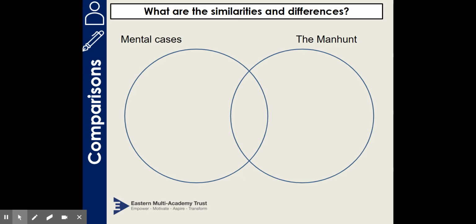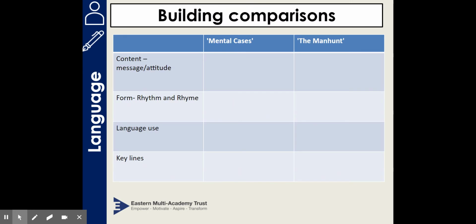Okay, so two poems that are very similar in terms of their content, written very differently, with lots of years between the two poems. So we're going to look at how we might organise and build our comparisons. So we've had that brainstorming activity where we've looked at everything we can remember about both the poems in terms of their similarities and differences.